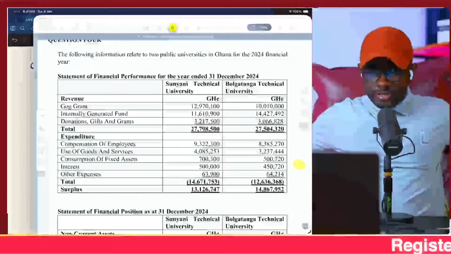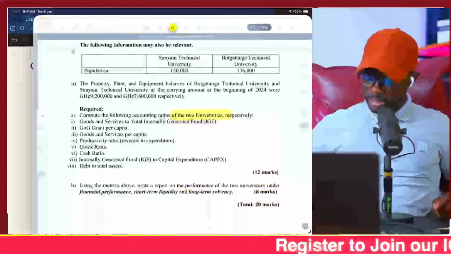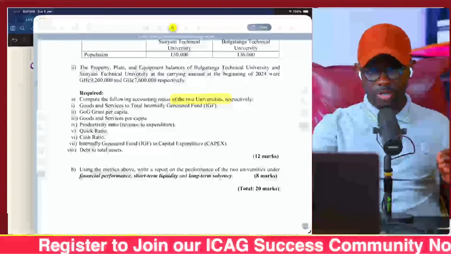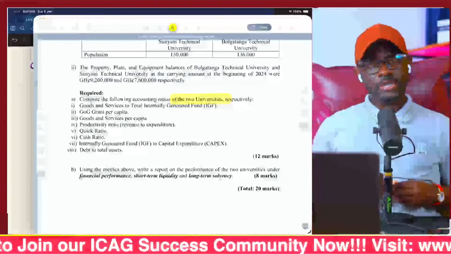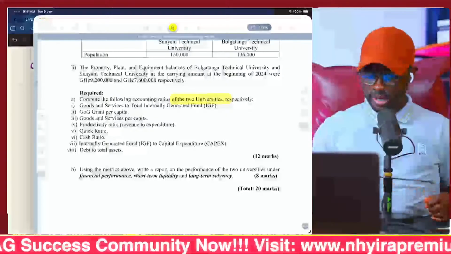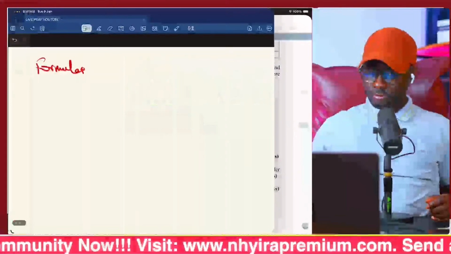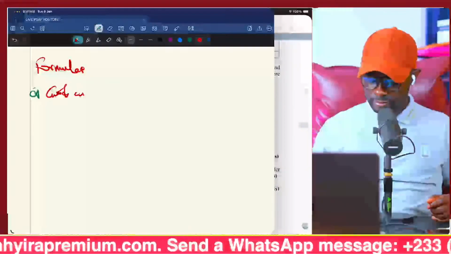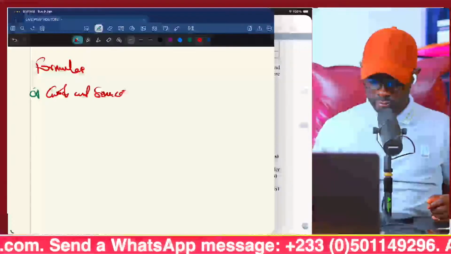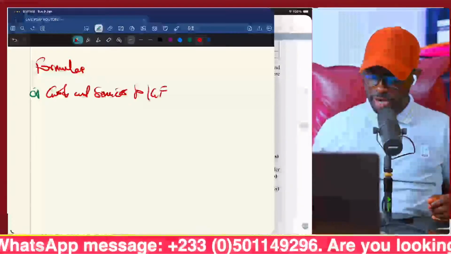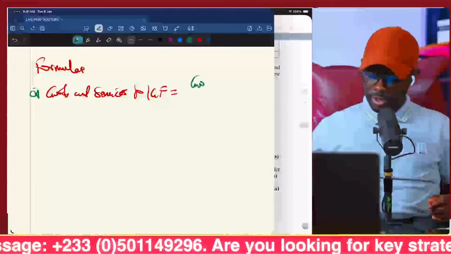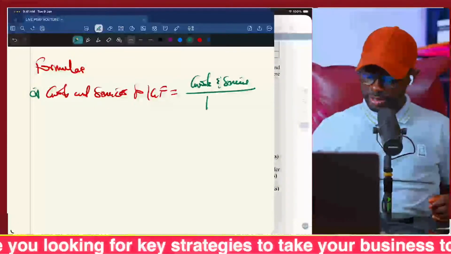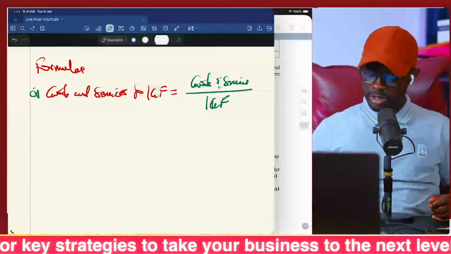So first things first, it says, compute the following accounting ratios for the two universities respectively. It says goods and services to total internally generated fund. Goods and services to IGF. You write that in full. So that is going to be goods and services divided by IGF times 100.